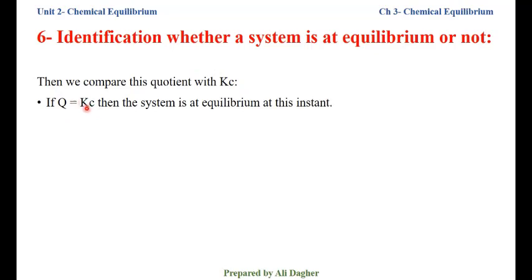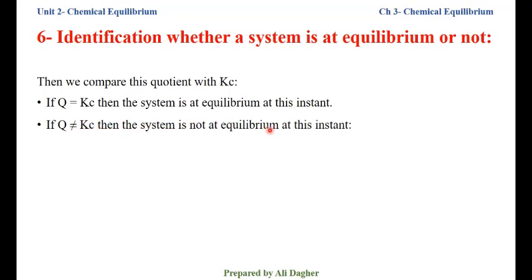If Q equals Kc, then the system is at equilibrium at this instant. That means the concentrations at instant t are concentrations at equilibrium. But if Q is different than Kc, then the system is not at equilibrium at this instant. That means one of the two reactions is faster than the other. The reaction which is faster is the reaction that determines the direction of the reversible reaction.